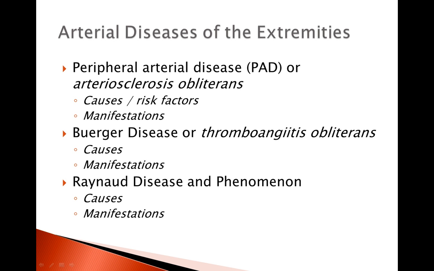All right, then you have Buerger's disease, or thromboangiitis obliterans. Buerger's disease is more common in young males between the ages of 25 and 40, if they are in fact using tobacco products. It can also occur in women, although in women it isn't necessarily as directly linked to smoking, and so we would refer to it as idiopathic.